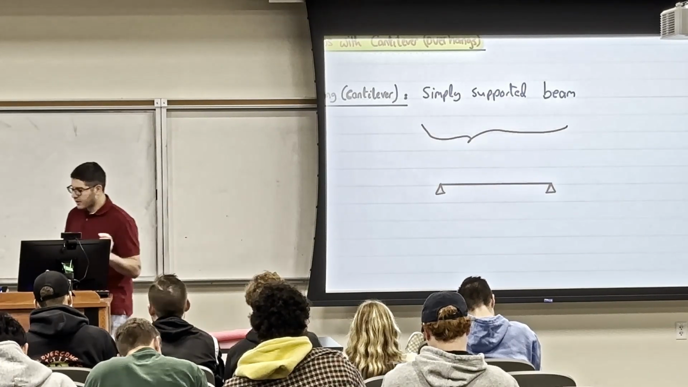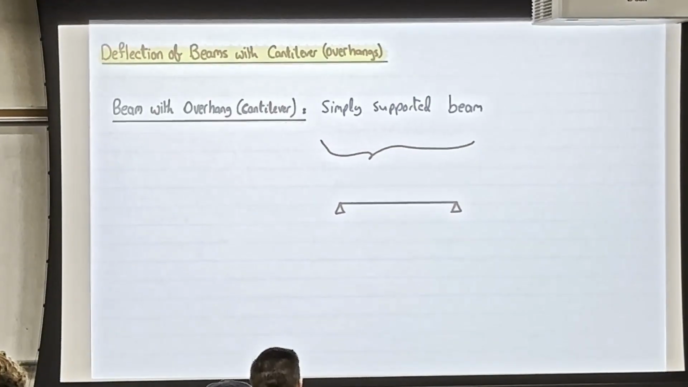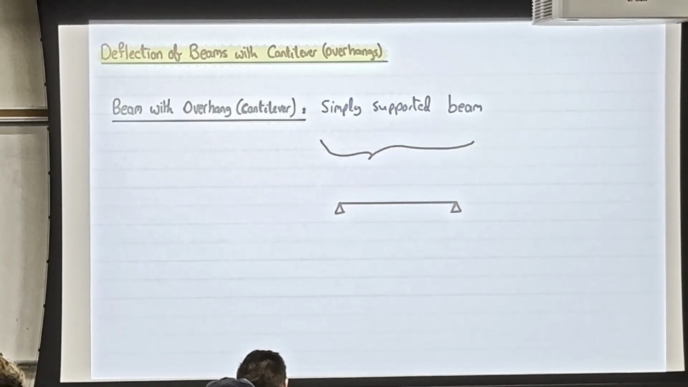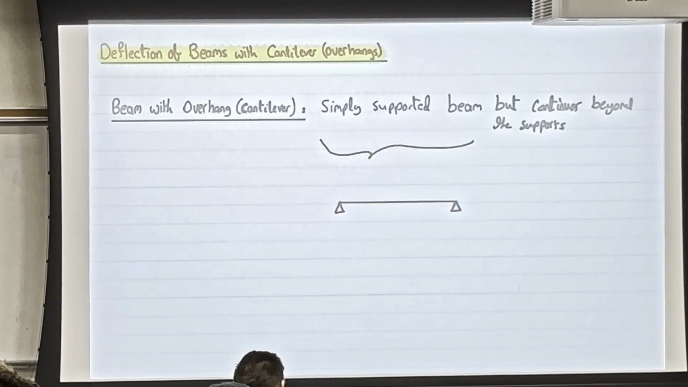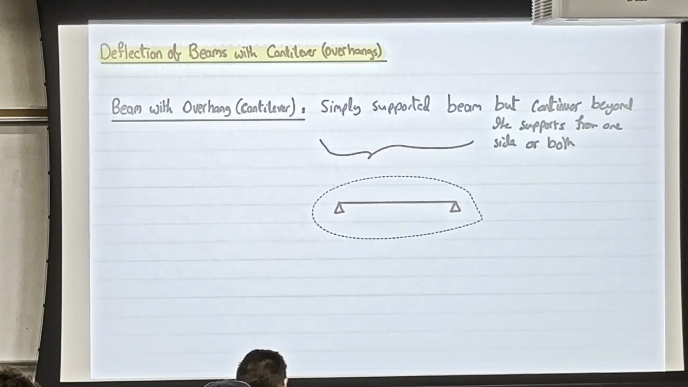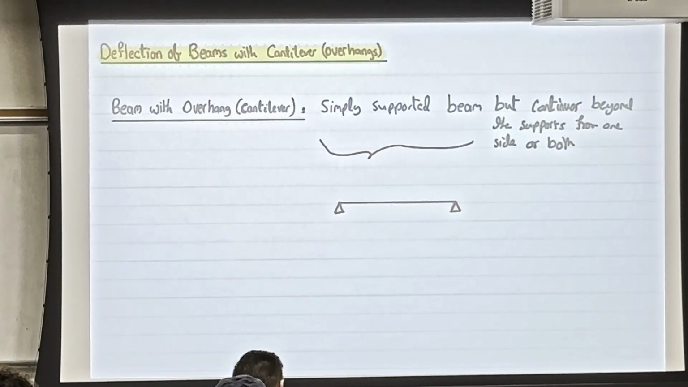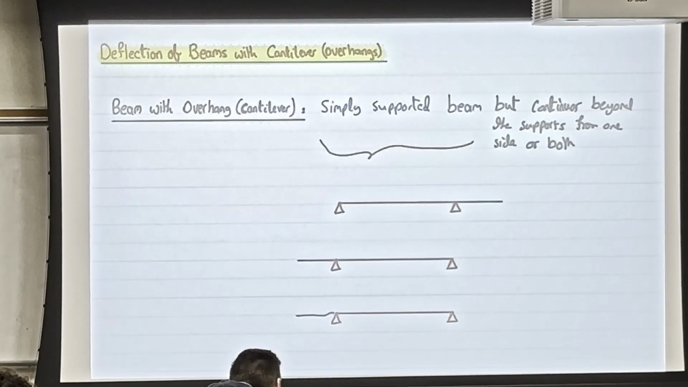But continuing this definition, for the beam with cantilever, I'm going to say simply supported beam, but it continues beyond the support from one side or both. What I mean by this is the same simply supported beam. I'm going to copy it 3 times, and the cantilever can be from one side like this, okay? It can be from the other side, or it can be from both sides.